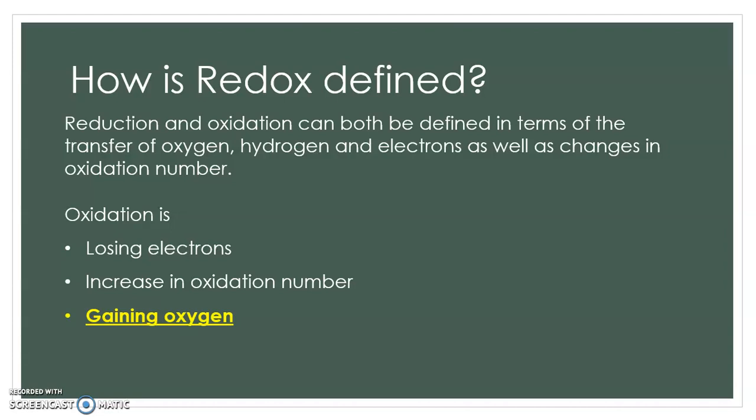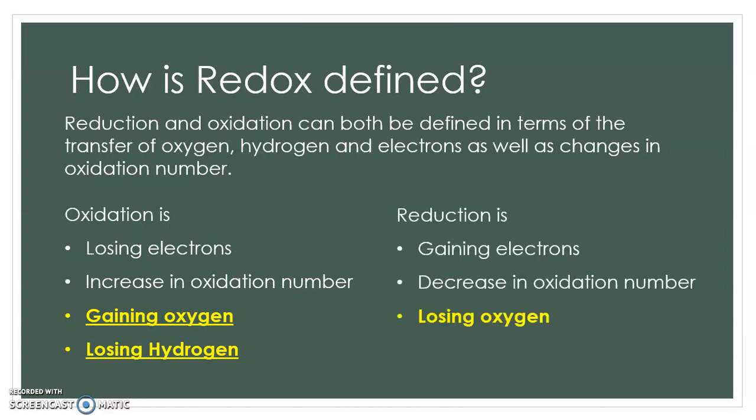if this compound is gaining oxygen or if this compound is losing hydrogen. So if an organic compound is gaining oxygen or losing hydrogen, then it is being oxidized. Okay? It is going through oxidation. On the other hand, if it is losing oxygen or gaining hydrogen, then it is being reduced.